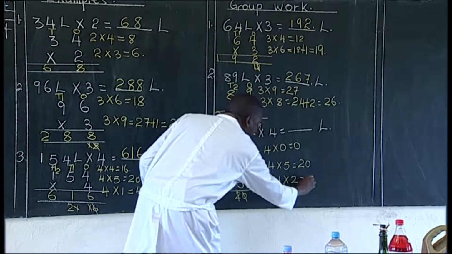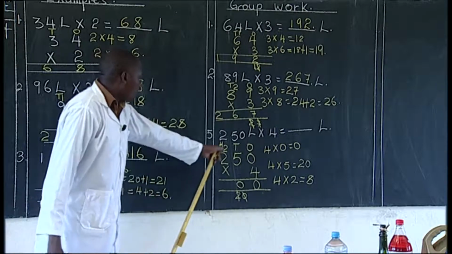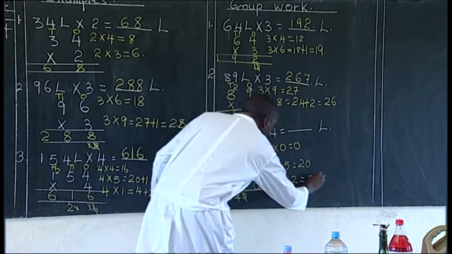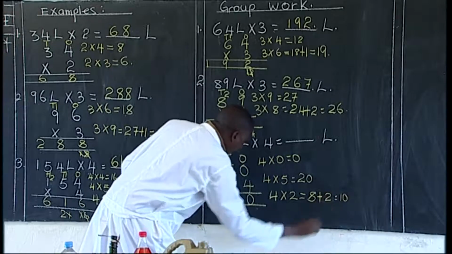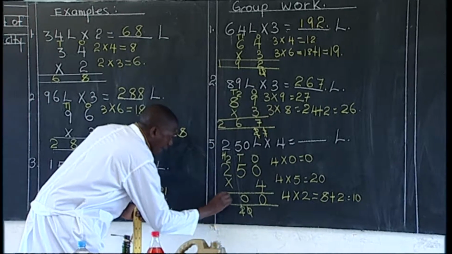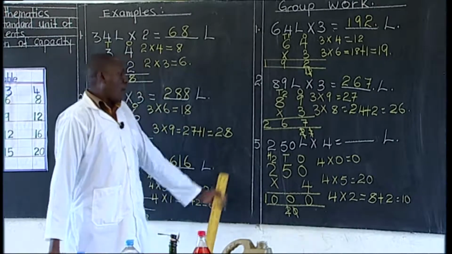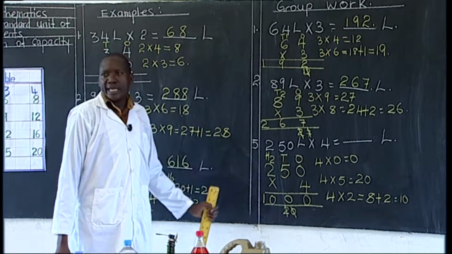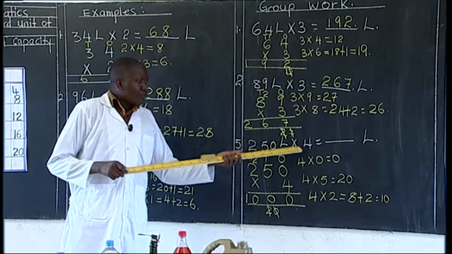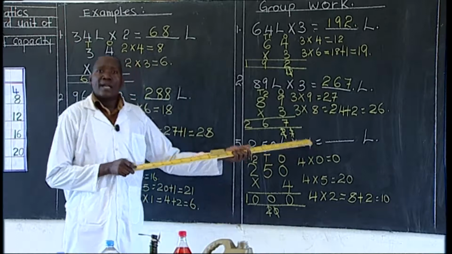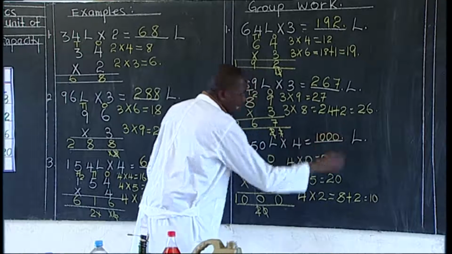What do we get? We shall get 8. But there is something left. There is 2 here. So we shall say plus 2. It will give us 10. So come here and put 10. So it means we shall get 1,000 liters. When we get 250 liters, times 4, we shall get 1,000 liters. So here it will be 1,000 liters, okay?